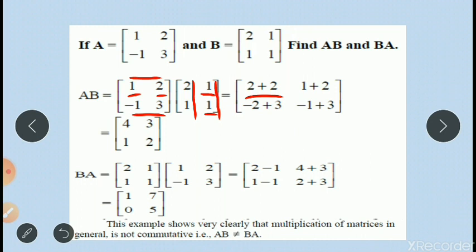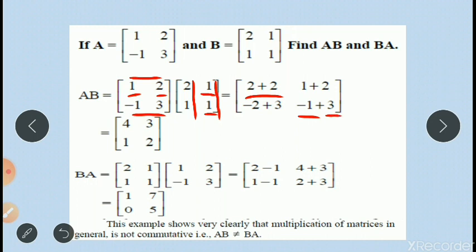Next, we have to multiply the second row of A matrix with the first column of B matrix. Minus 1 into 2 is minus 2 plus 3 into 1, 3. Next, we have to multiply the second row of the A matrix with the second column of B matrix. That is minus 1 into 1 is minus 1. 3 into 1 is 3. That is minus 1 plus 3.